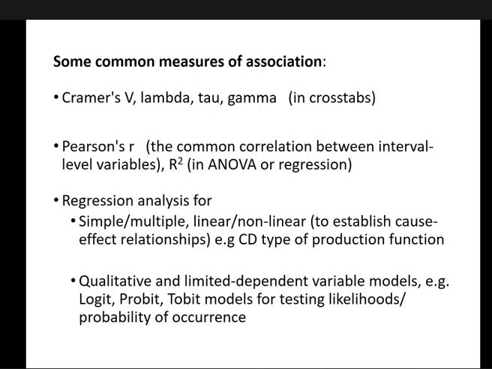The Pearson's R, that is the common correlation between interval variables, where you test whether two variables are correlated or not. And then the R squared, which we get in ANOVA and also in the regression analysis. The details are in that document.